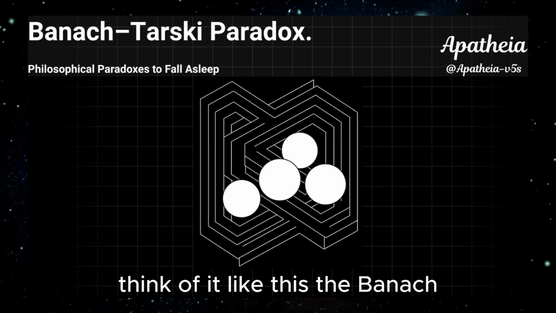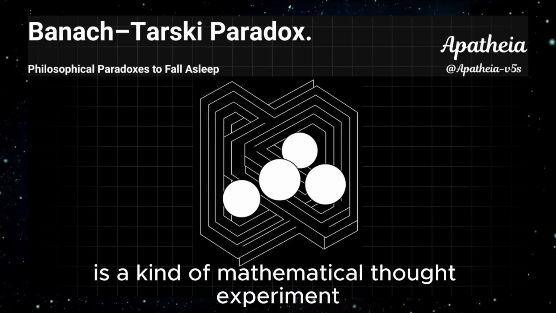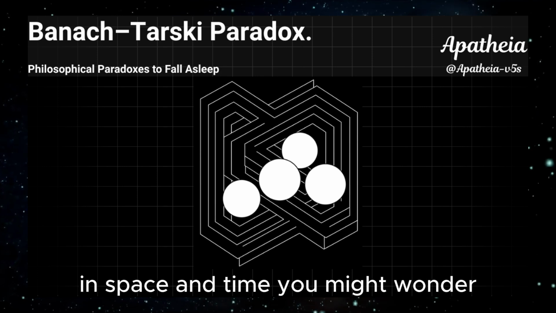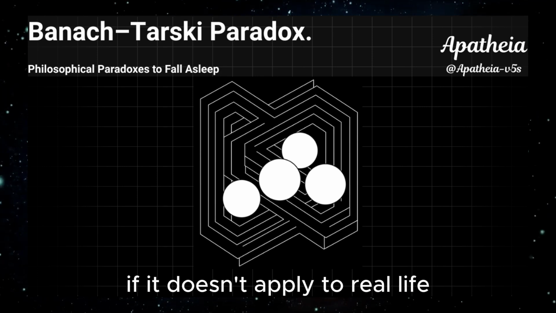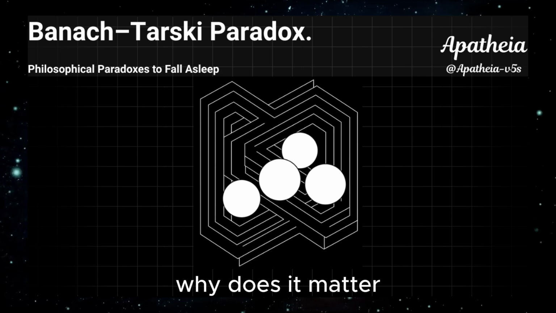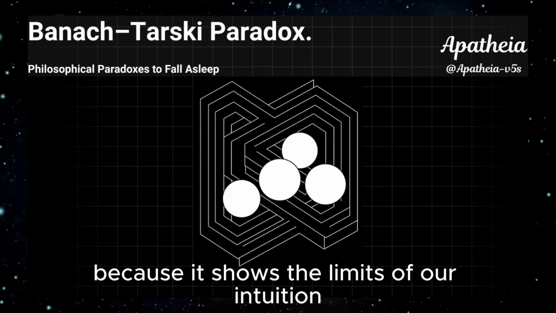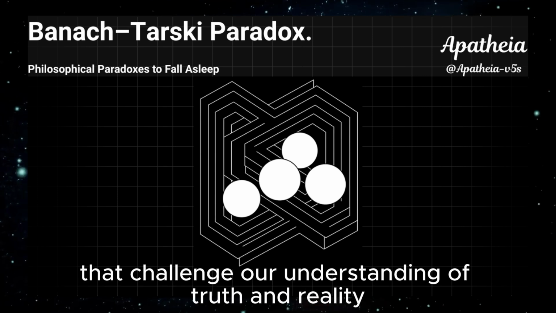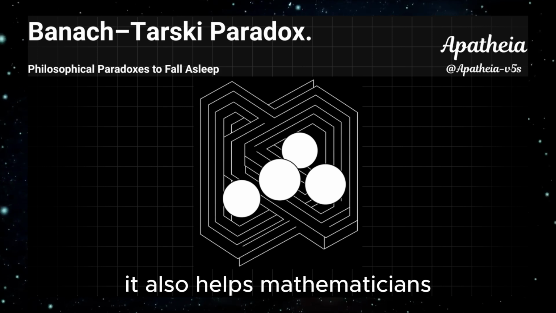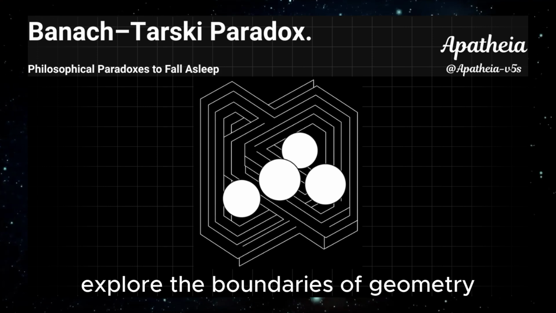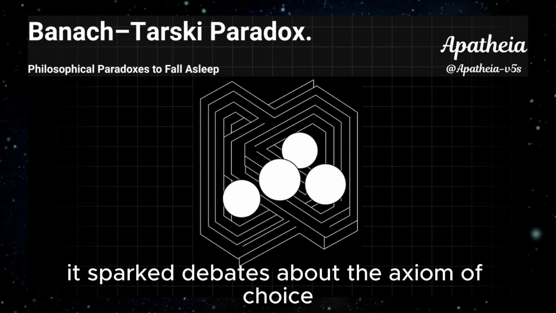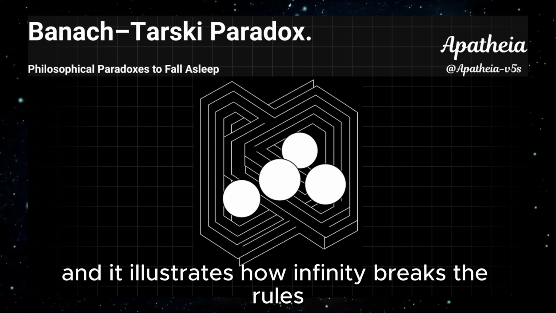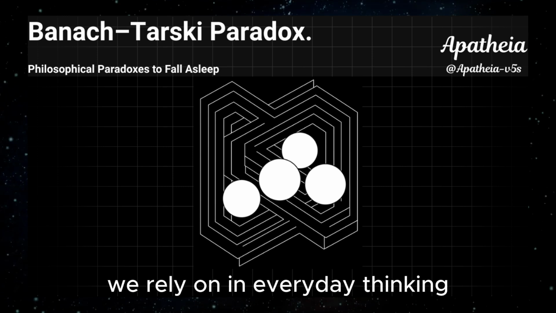Think of it like this. The Banach-Tarski paradox is a kind of mathematical thought experiment, a reminder that the universe of math can go far beyond what we experience in space and time. You might wonder, if it doesn't apply to real life, why does it matter? Because it shows the limits of our intuition. It shows that math, like language or logic, can lead to results that challenge our understanding of truth and reality. It also helps mathematicians explore the boundaries of geometry, infinity, and logic. It sparked debates about the axiom of choice, whether it's useful, dangerous, or both. And it illustrates how infinity breaks the rules we rely on in everyday thinking.